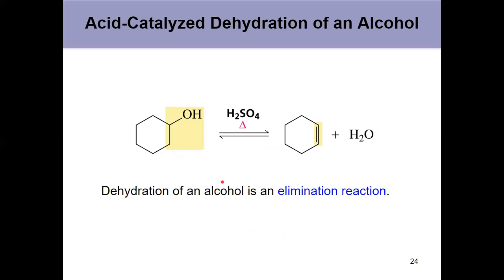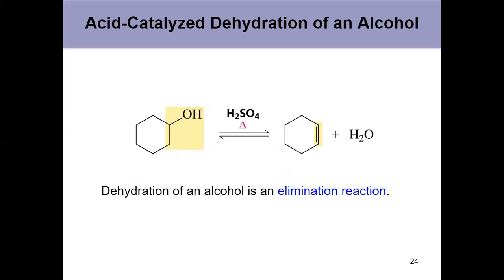Right? Here's what it looks like. We lose an OH and an H down here. Okay, so HOH or H2O, right? You lose water, and you form an alkene, like you know from an elimination reaction from chapter 9. Okay, so dehydrations are eliminations, but what's a little bit different here?